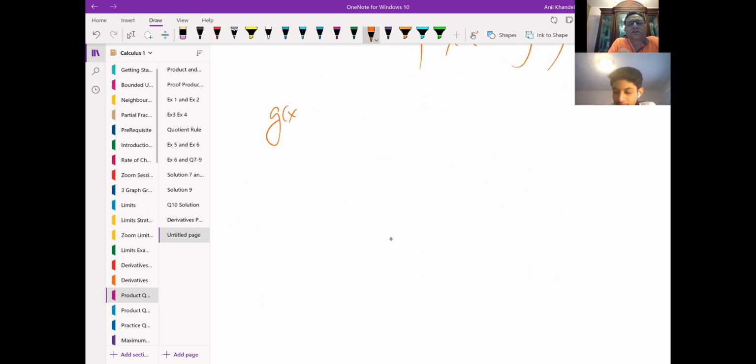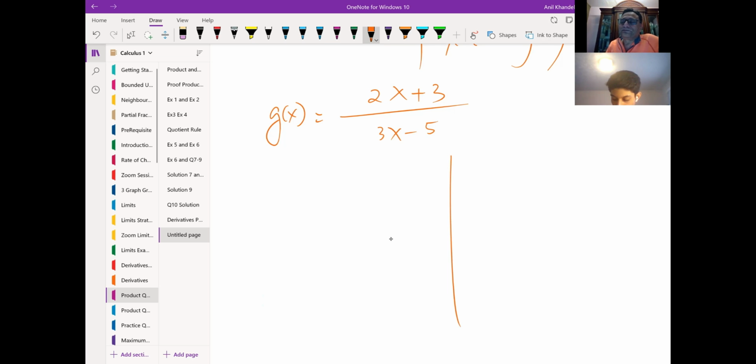So I'm calling another function g of x, let us say, (2x plus 3) divided by (3x minus 5). Now how will you find the derivative? You will use the quotient rule, right? Yes, sir. So we will try to do this using both the quotient rule and the product rule. Can you use the product rule to solve this question? Yes, sir, because you can flip the division into multiplication. Perfect. So you can write this as (2x plus 3) times (3x minus 5) to the power of minus 1, and therefore you can use the product rule also.